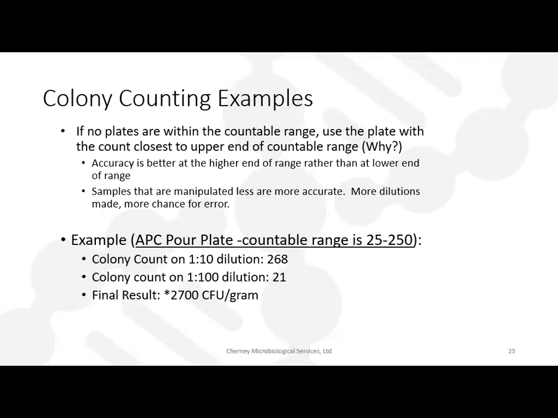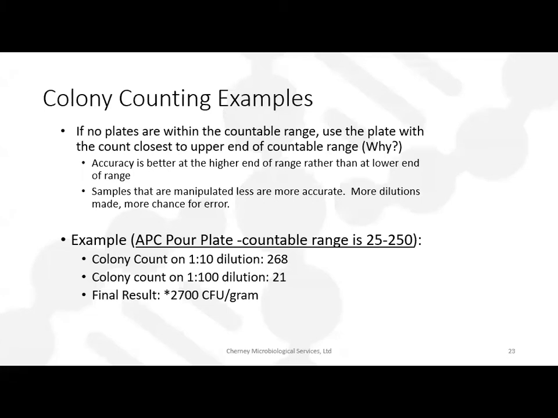Your APC pour plate countable range, again, 25 to 250. On your 1 to 10 dilution, you have 268, which is above your countable range. On your 1 to 100, you have 21, which is below your countable range. You're going to want to use that 1 to 10 dilution that's above your upper limit because that sample has been diluted less. There's less chance for error. You know, there's less chance for technician error, for pipetting error, all of those other factors that we talked about. You're going to want to use that at the upper end of the range to calculate your result.